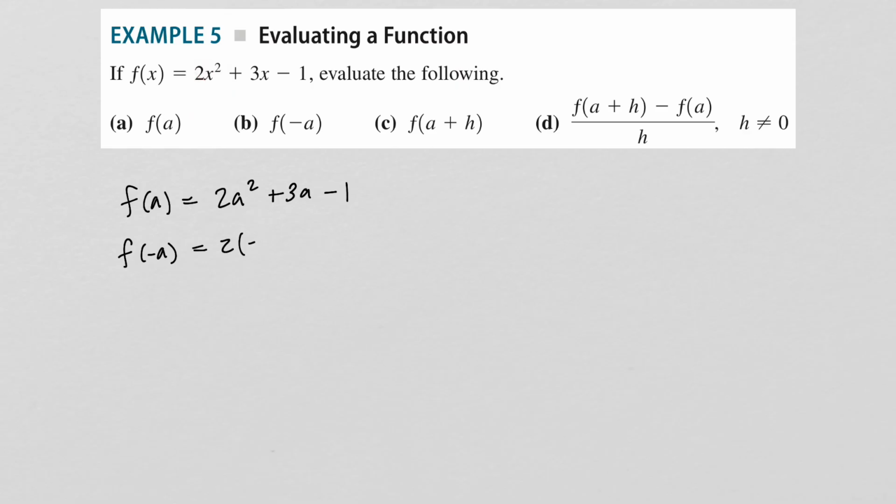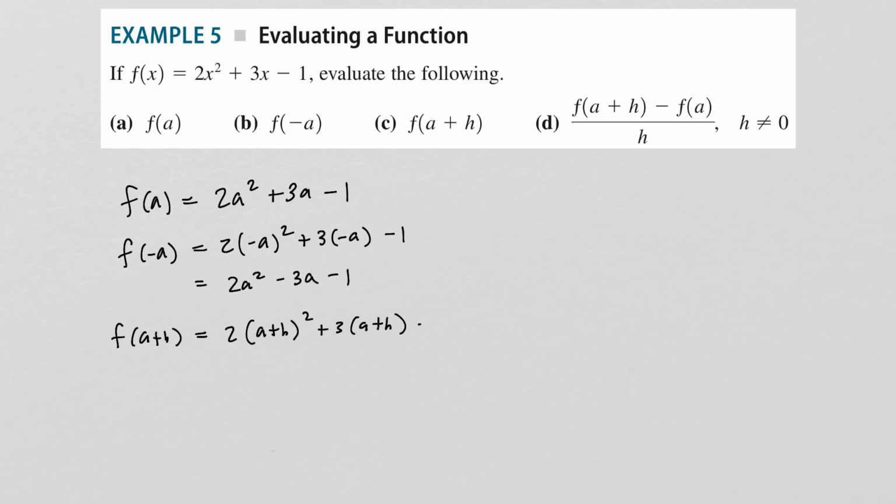So now we're going to replace x with negative a. So that'll be 2 times negative a quantity squared plus 3 times negative a minus 1. Now, negative a squared is just a squared. So this just becomes 2a squared. But 3 times negative a is negative 3a, and then minus 1. So you'll notice that when you plug negative a into the function, it is a little bit different from the original function. Now how about f of a plus h? Well, f of a plus h, same idea. We're going to replace x with a plus h.